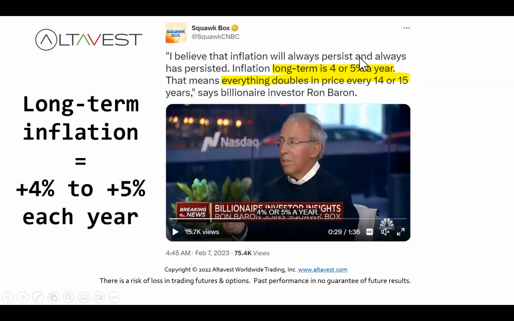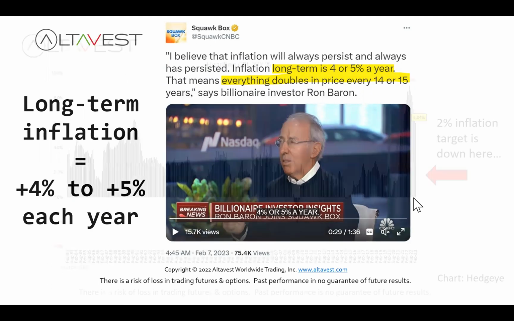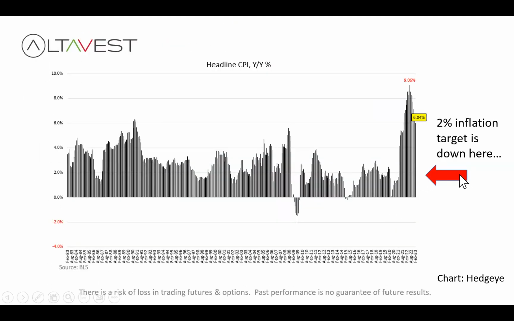Ron Baron, he's an investor, some billionaire. And he points out that long-term inflation is closer to 4 to 5% a year. It's not 2%, which is the target from the Federal Reserve, because everything doubles in price every 14 or 15 years. And he's absolutely right. Inflation is really eating away at your purchasing power and the value of your dollar. And here's the target for inflation, 2%, and we're still right around 6%. So we have a long ways to go.